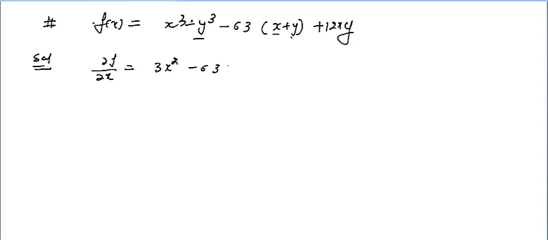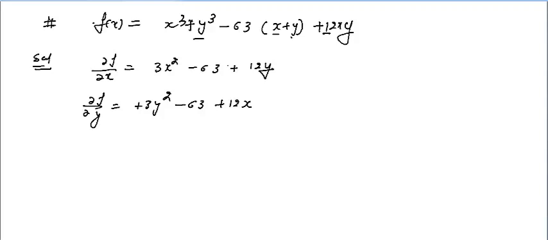You have 63 only. The derivative of this is 12y, because x is the variable and y is the constant. So this is the partial derivative of f with respect to x. Now the partial derivative of f with respect to y: the derivative of this is minus, this is plus here, student. So plus 3y raised to power 2, here 63 and here 12x. This is the derivative of f with respect to x and the derivative of f with respect to y.